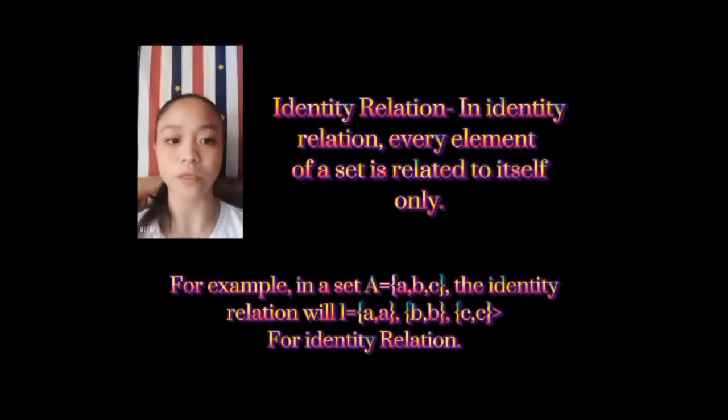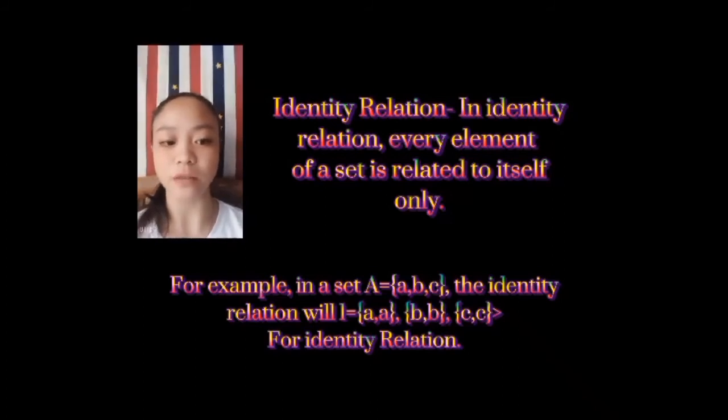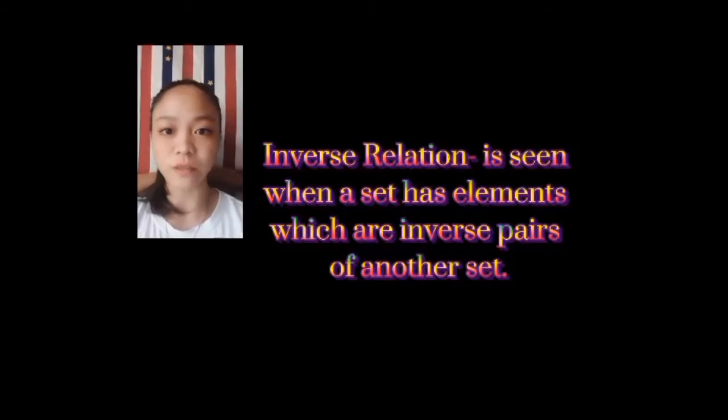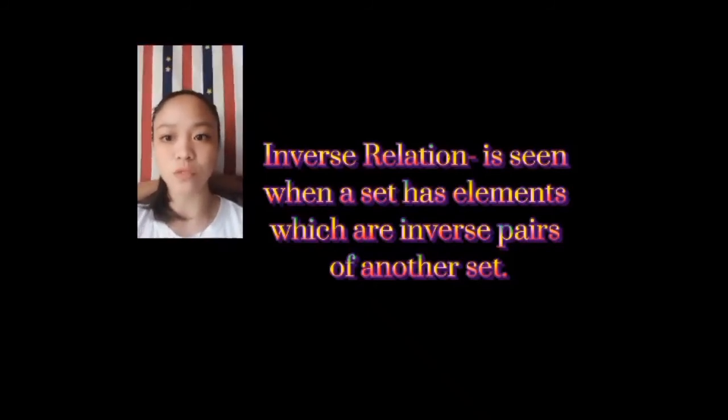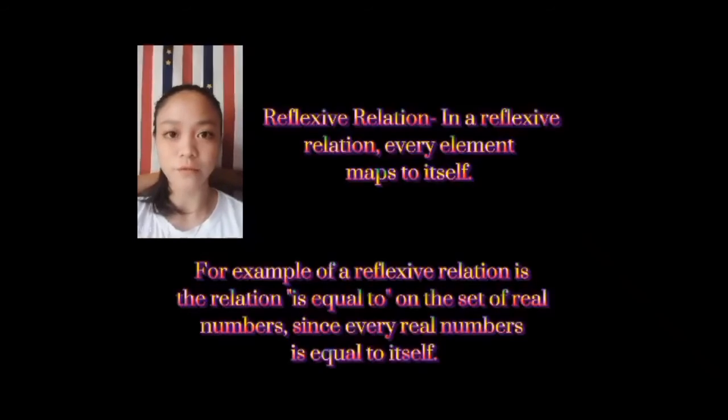For example, in the set A equals {a, b, c}, the identity relation will be I equals {(a, a), (b, b), (c, c)}. Inverse relation is seen when a set has elements which are inverse pairs of another set. Reflexive relation. In a reflexive relation, every element maps to itself. An example of a reflexive relation is the relation "is equal to" on the set of real numbers, since every real number is equal to itself.